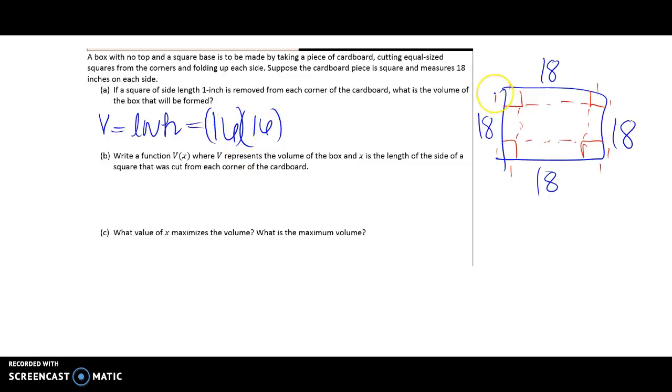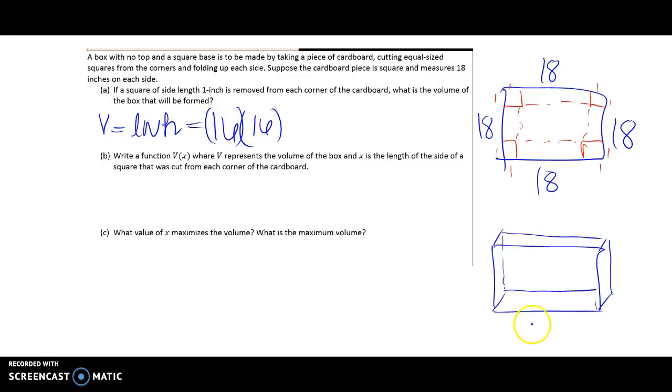And then the height, if I fold that up, I'm going to try to draw that. Give me a second. I'm going to pause my video and try and draw. Alright, so here's my horrible attempt at a picture. And what I'm seeing is that when I fold these sides up, I'm getting the length and the width of 16. And the depth right here of the box, according to my picture before, that's where I'm folding up these sides. So that depth is actually 1, the 1 inch. So I've got 16 by 16 by 1, or 256 cubic inches for the answer on part A.